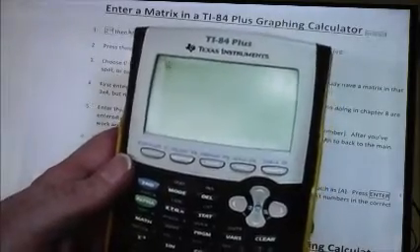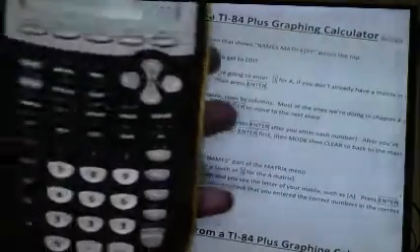I actually think I have to clear some of mine too. So hold on and let me do clear.